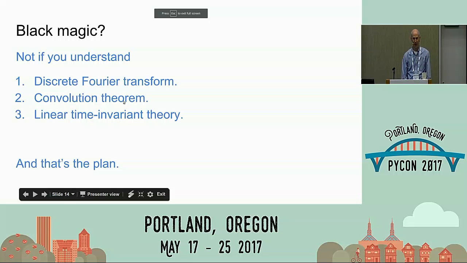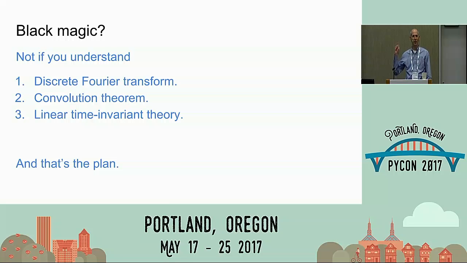There we go. All right. Here are the three pieces that you have to understand to know why that example works. And this is the sequence of topics that we're going to do between now and about 4:20. So we're going to do the discrete Fourier transform, convolution theorem, which is the basis of that convolution operation, and linear time invariant theory, which sounds scary, and I'll explain that when we get to it.